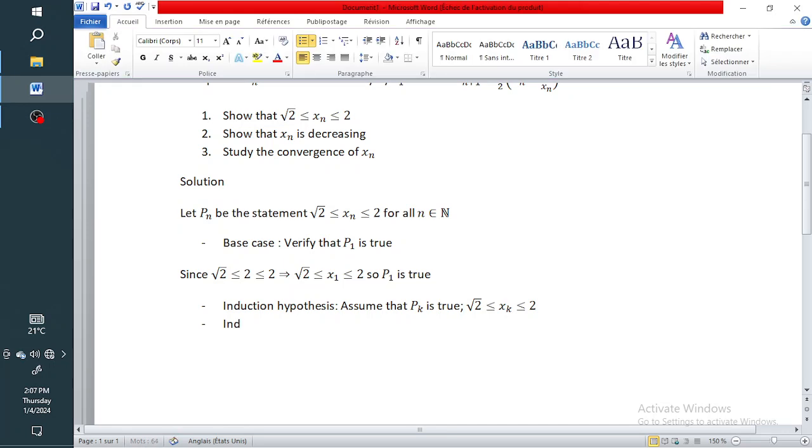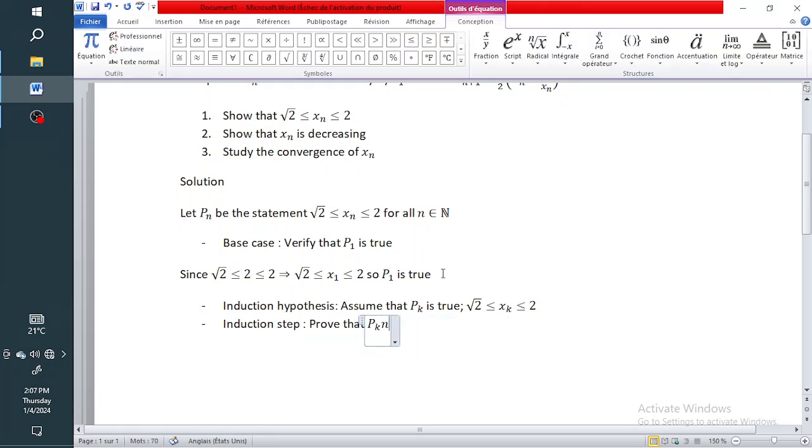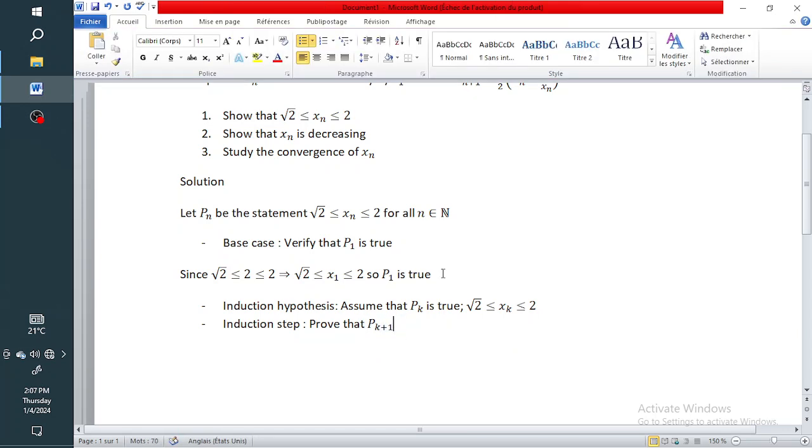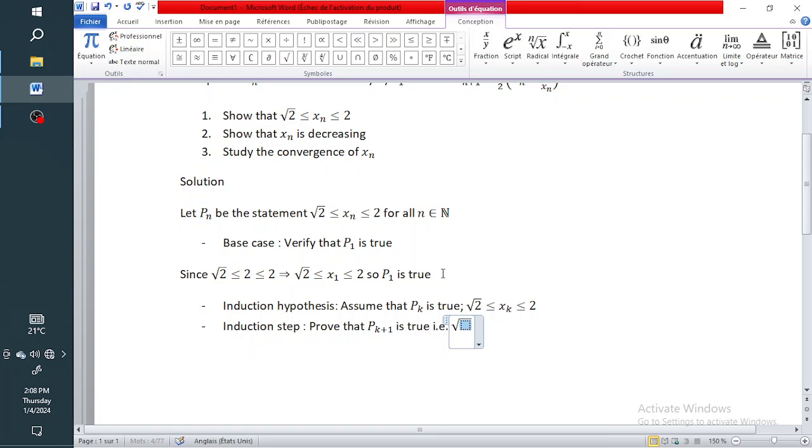That's the assumption. Then the next step is what we call the induction step, where we now prove that the statement P of k plus 1 is true using the fact that P of k is true. That is, what do we need to prove? We need to prove that the square root of 2 is less than or equal to x of k plus 1 less than or equal to 2. That's what we need to prove. So let me put it in bold coloration.